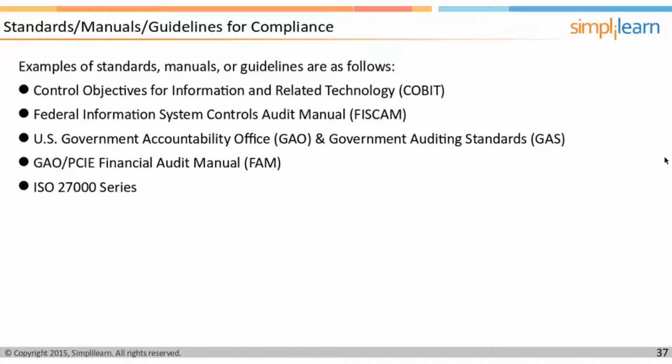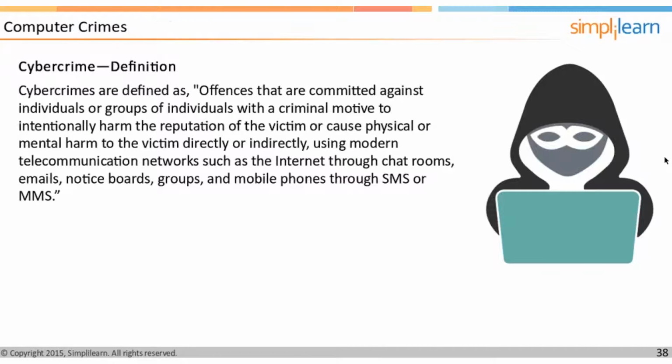FISCAM, this is a US standard. GAS, GAO, these are your US standard. And ISO 27000 series, this is a very popular standard to be used throughout the world. Okay, so moving on to another concept.